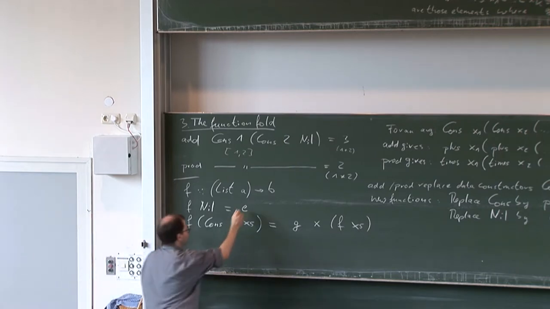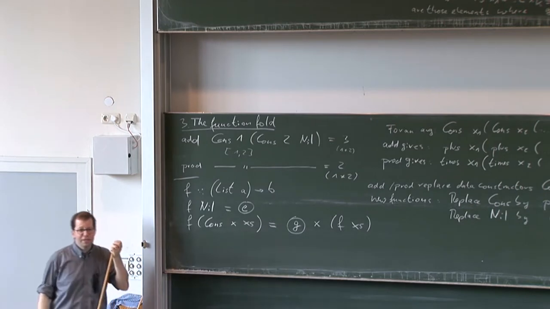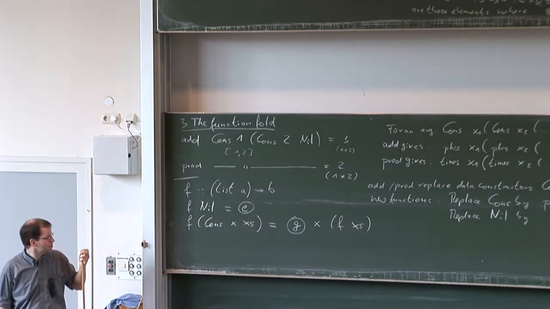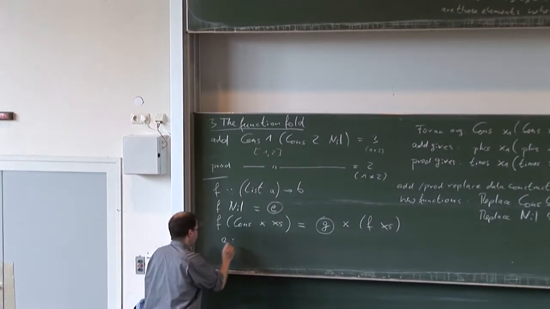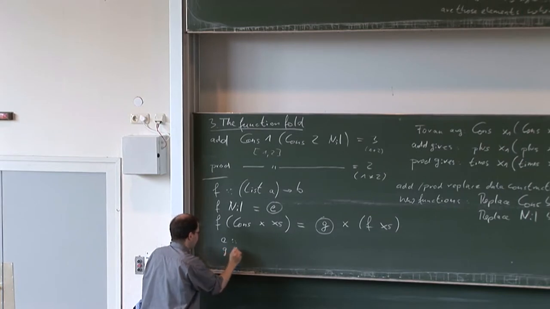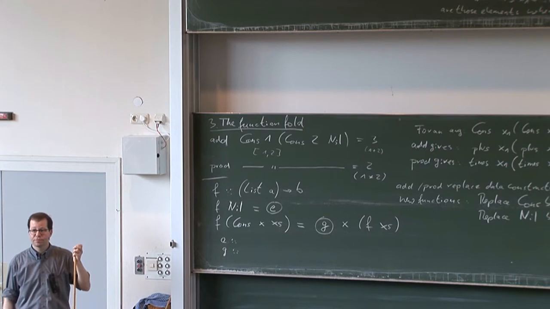And now, of course, here we have this e, and here we have this g. So this e and this g should be additional parameters of f. So what would be the type of e? And what would be the type of g? What would be the type of e?